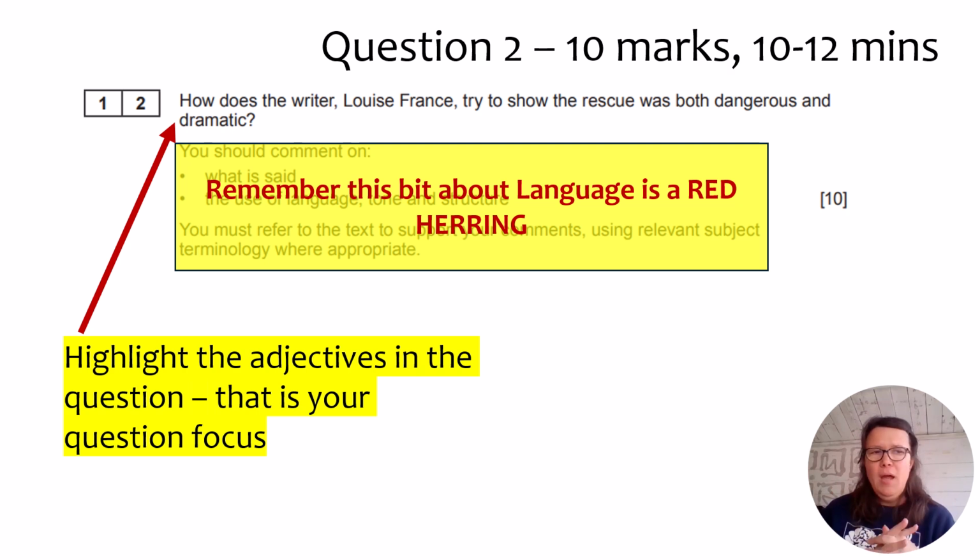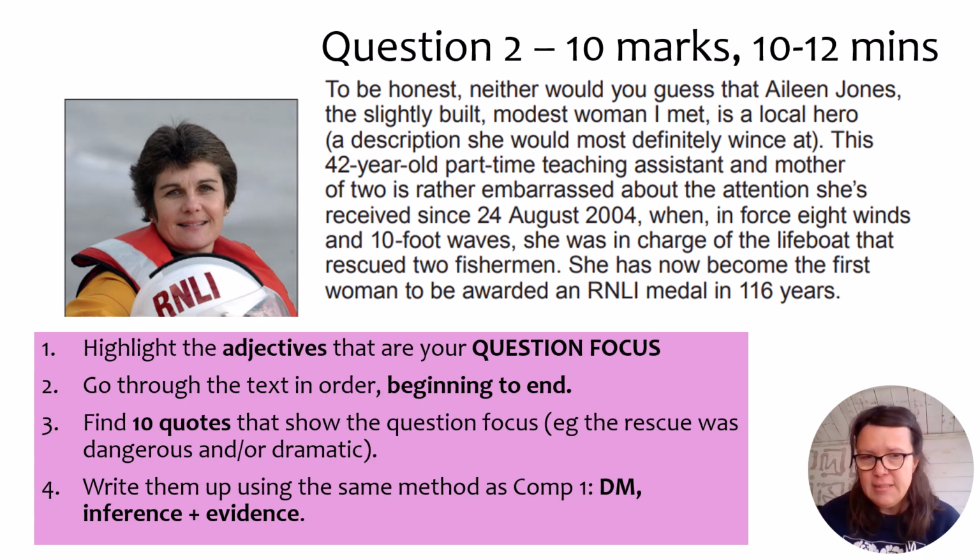So the question is often worded the same. How does the writer, and then it'll say the name of the writer. That's reminding you to make sure you're reading the right text. And then it will give you the topic that it wants you to write about, and you'll often get 2 adjectives. So how does it show the rescue is both dangerous and dramatic? The adjectives are what you want to highlight. That is your question focus, and that helps you because you're looking for something that's dangerous and something that's dramatic. So you are firstly highlighting the adjectives, your question focus. We are looking at dangerous and dramatic.